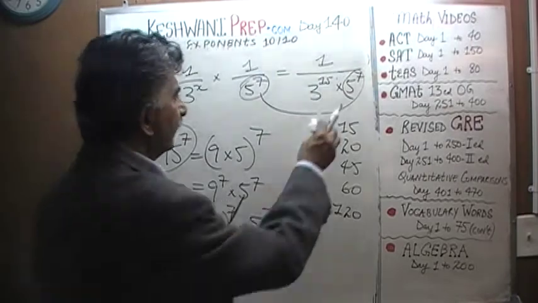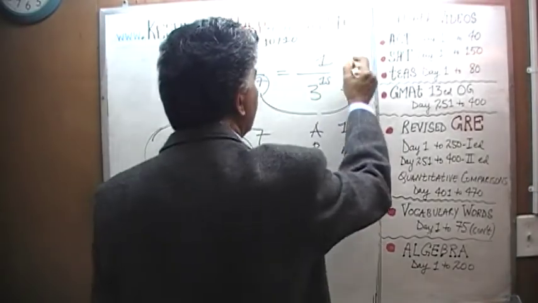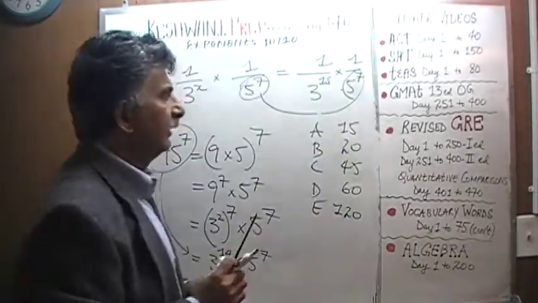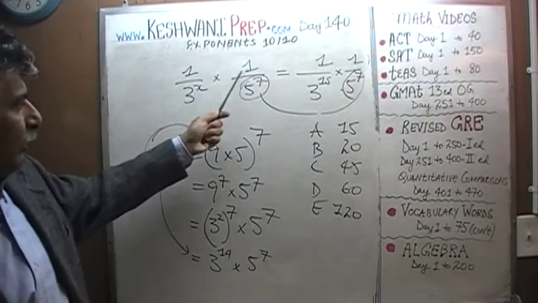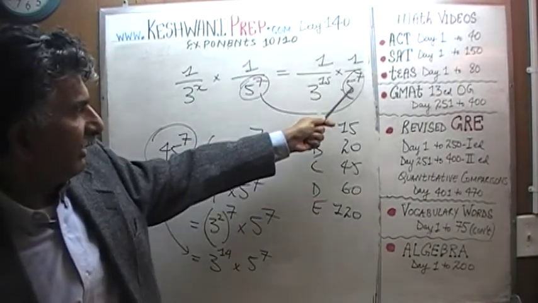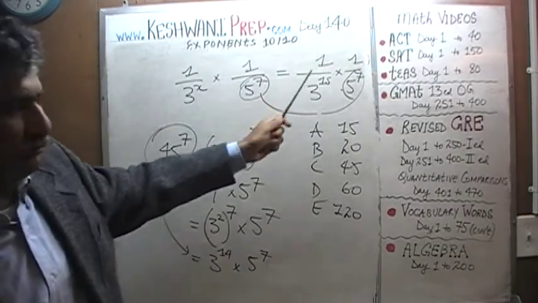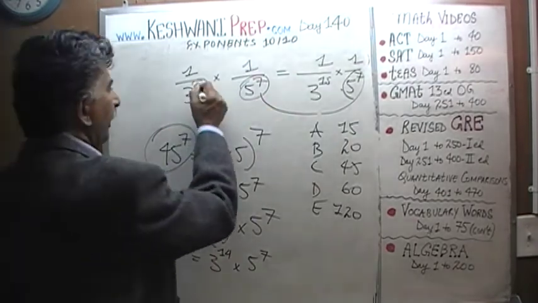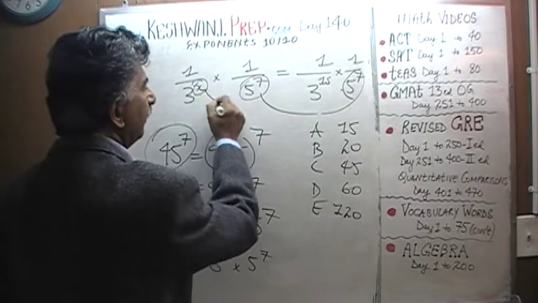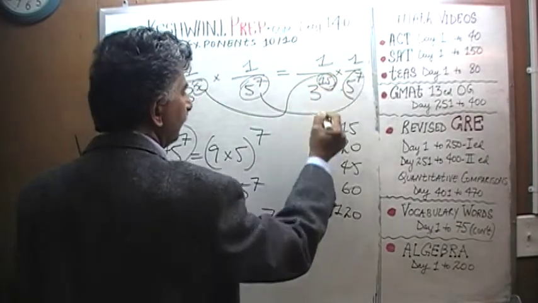See, we can separate these things as two separate quantities, 1 over this and 1 over that. So we have 1 over 5 raised to 7, 1 over 5 raised to 7, and here we have 1 over 3 raised to x and 1 over 3 raised to 15, which means x would have to be 15. The answer is A.